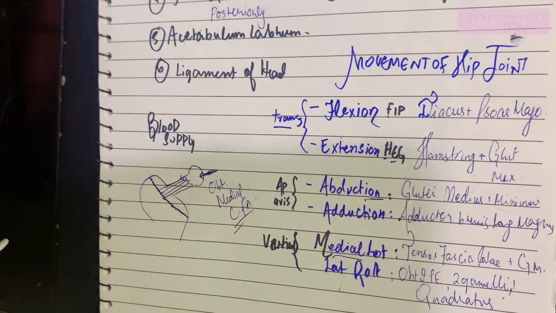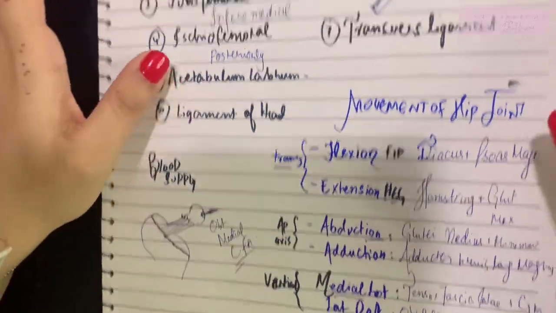The nerve supply of the hip joint is derived from the femoral nerve, the anterior division of the obturator nerve, the nerve to quadratus femoris and the superior gluteal nerve. So that was all for the hip joint. I really hope you understood the entire topic.